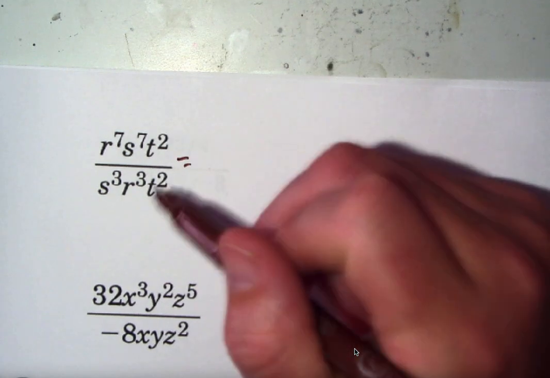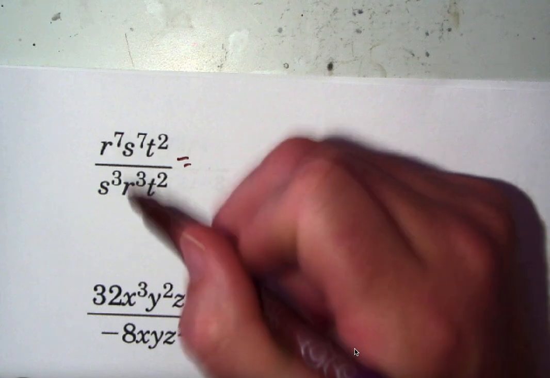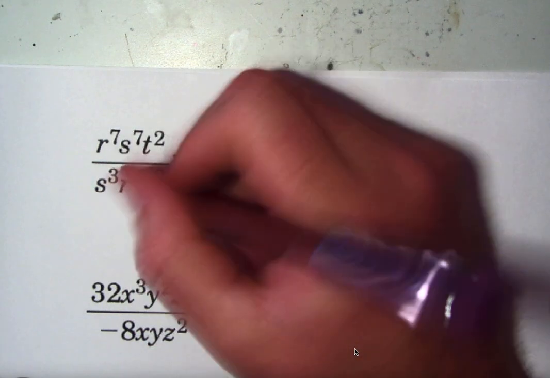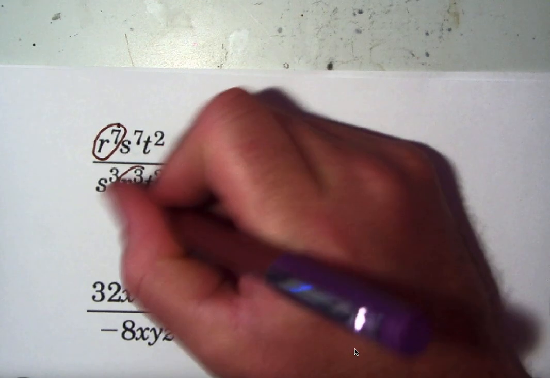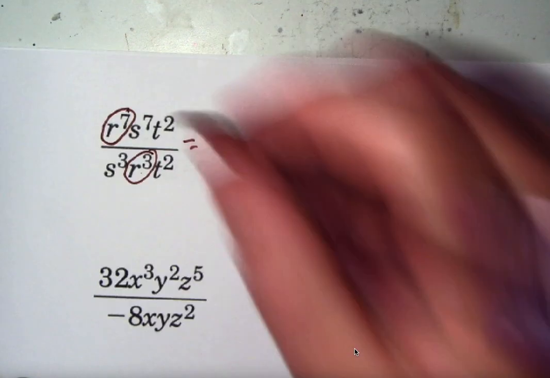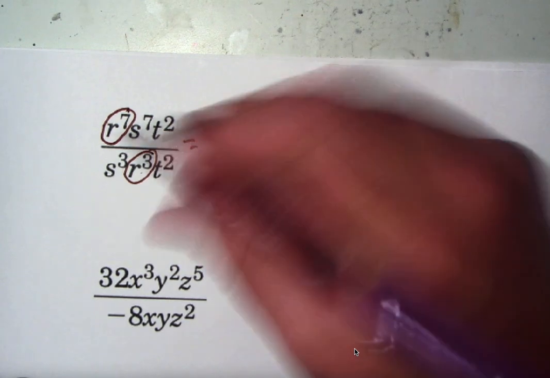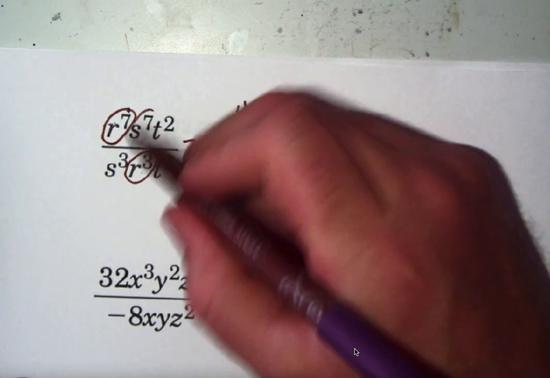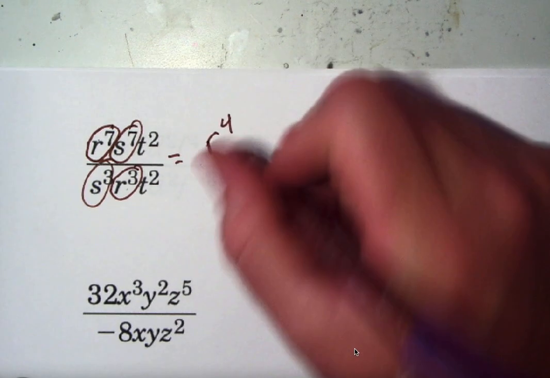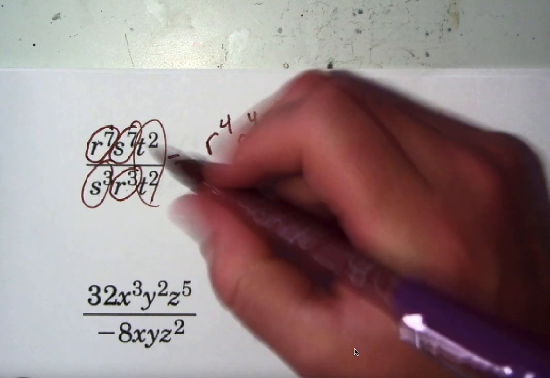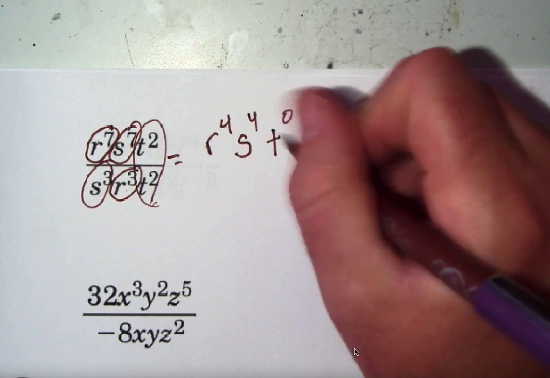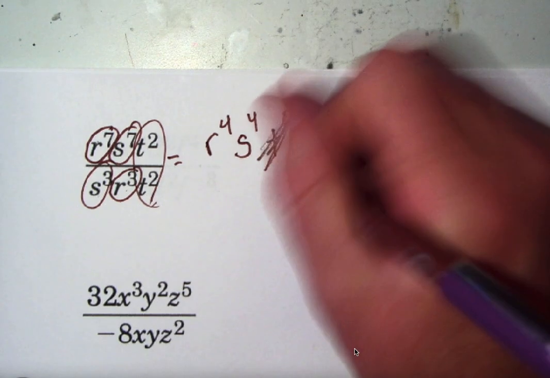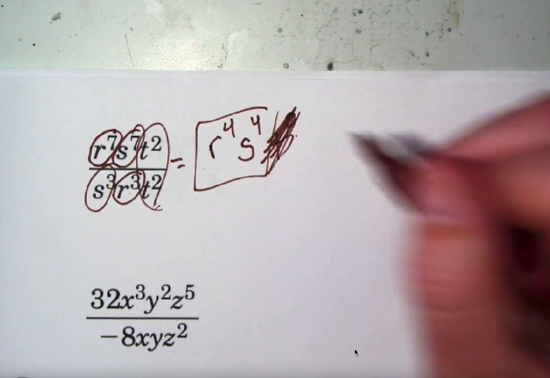All right. We're told to simplify this. We got a lot of stuff up here. There's nothing to switch, so what I'm going to do is look for anything with the same base in the numerator and denominator. Okay. I have r to the 7th and r to the 3rd. I subtract 7 minus 3 is 4. S to the 7th, s to the 3rd. That's 7 minus 3 is 4. T to the 2nd over t to the 2nd is t to the 0. But t to the 0 is just 1. So now we're simplified. Okay.